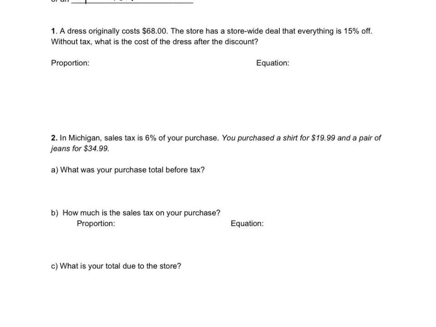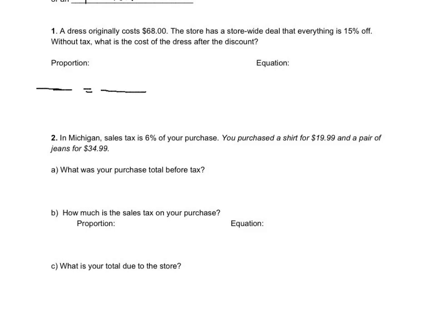Number 1, a dress originally cost $68. The store has a store-wide deal that everything is 15% off. Without tax, what is the cost of the dress after the discount? So we're going to start with our proportion. We're going to start with our blank proportion.